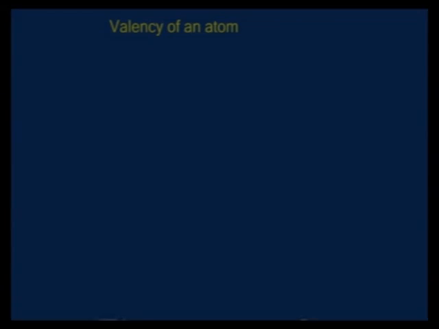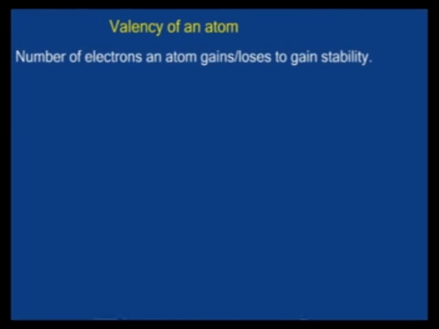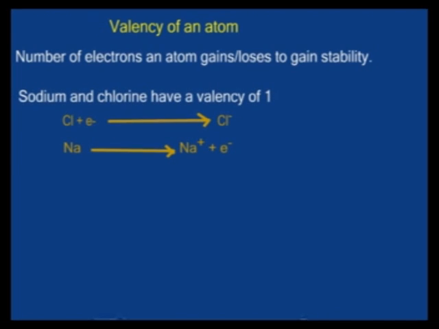Now, before we proceed to the next part, let's look at a few terminologies. We start with the valency of an atom. Simply speaking, the valency of an atom is the number of electrons an atom gains or loses to gain stability. For example, sodium and chlorine both have a valency of 1. Remember, sodium loses 1 electron and chlorine gains 1. Both have a valency of 1.